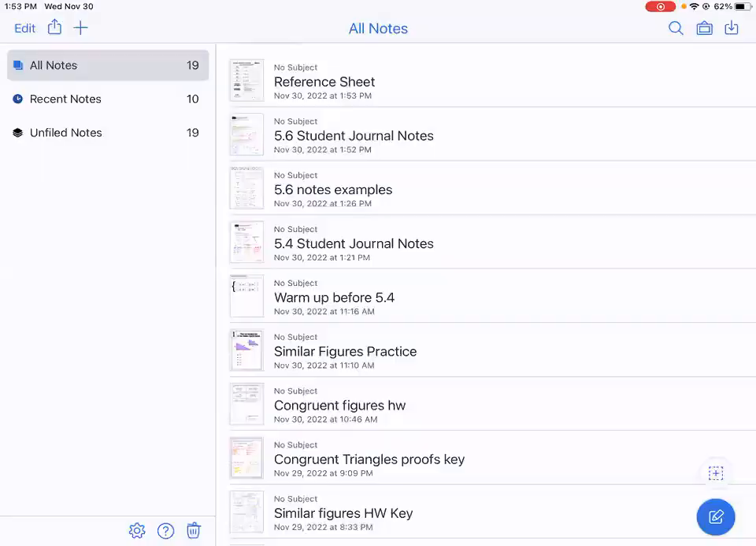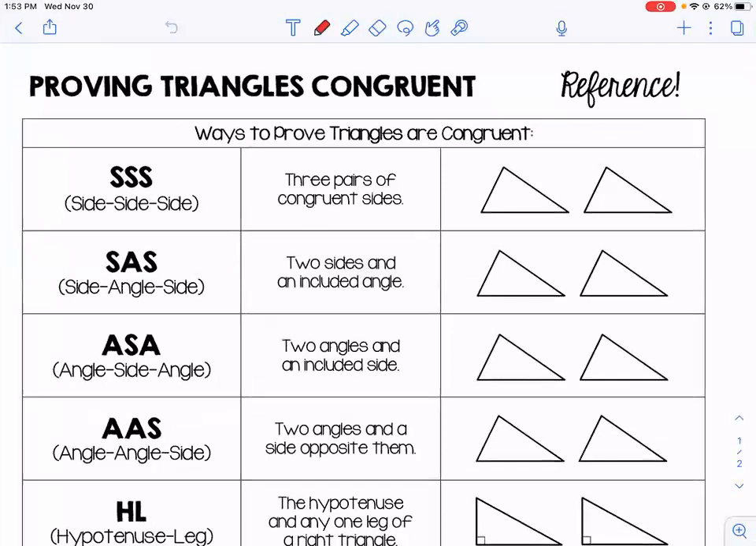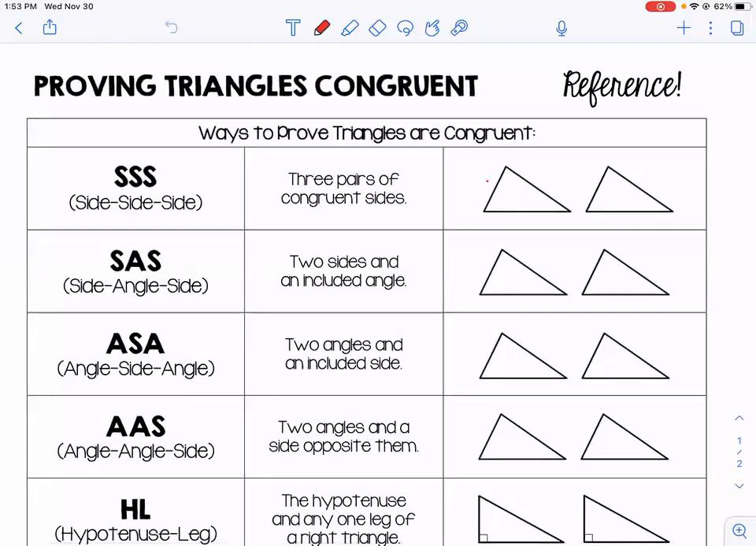Okay, this is how I want you to mark this up. We're coming back to our notes. So if it's side, side, side, we're going to have three pairs of congruent sides.